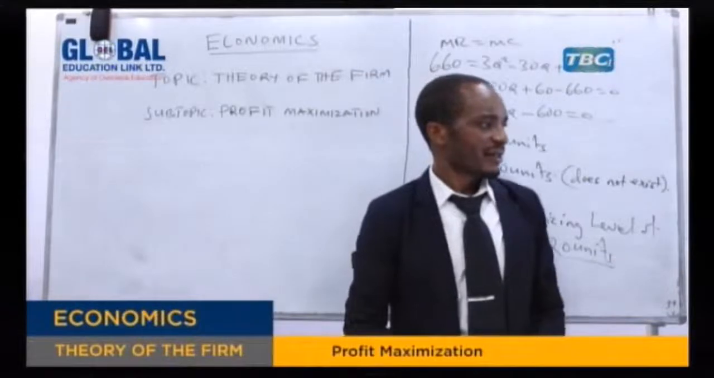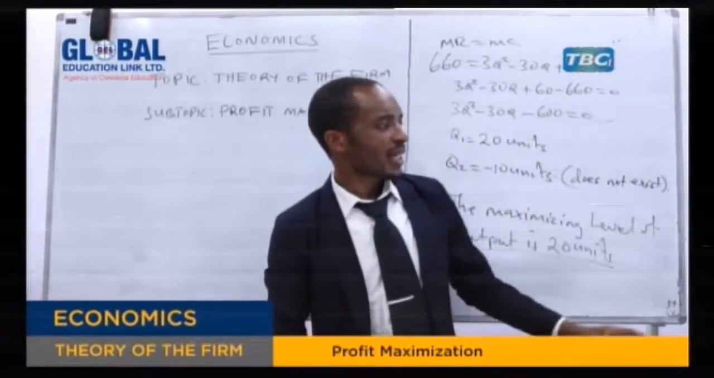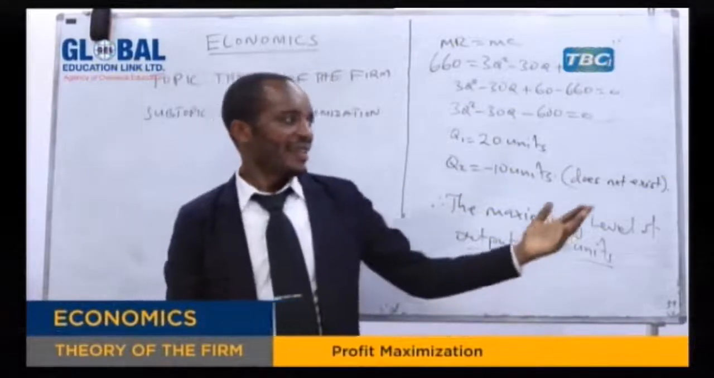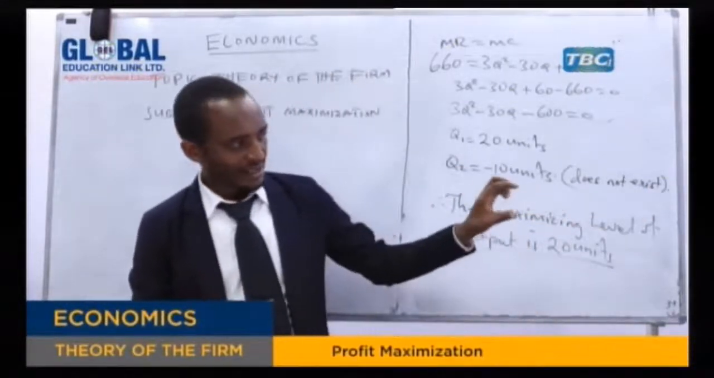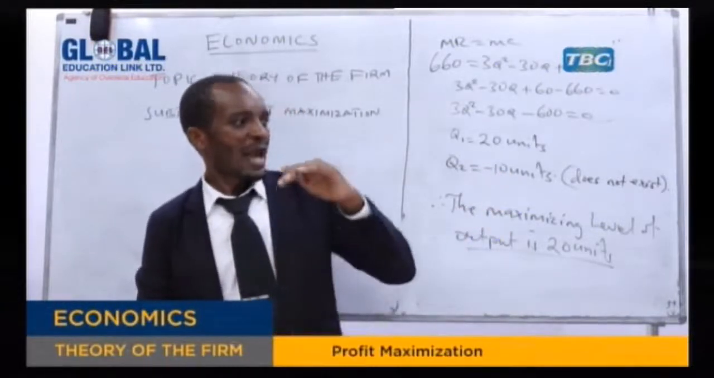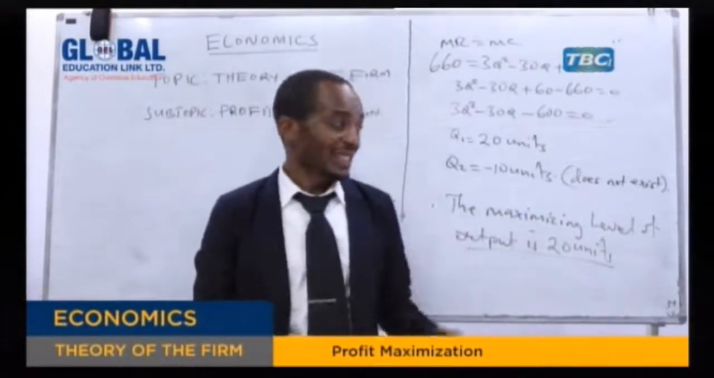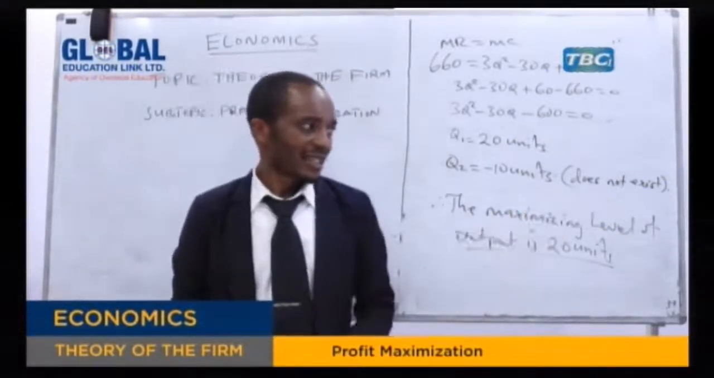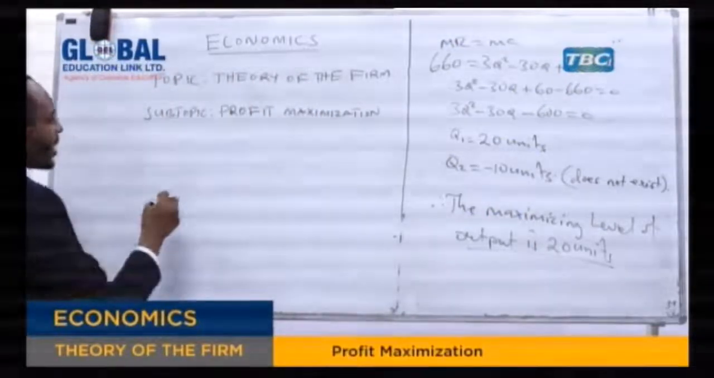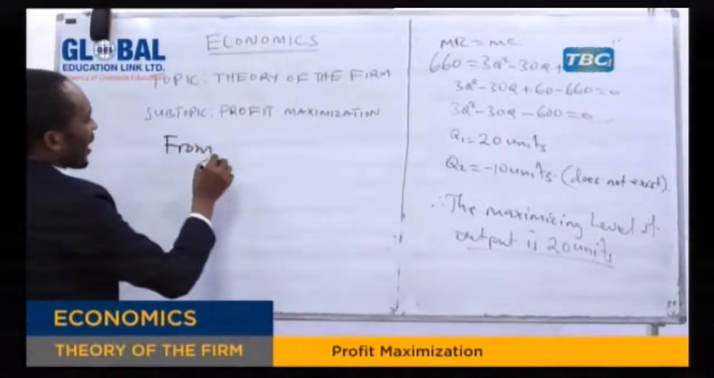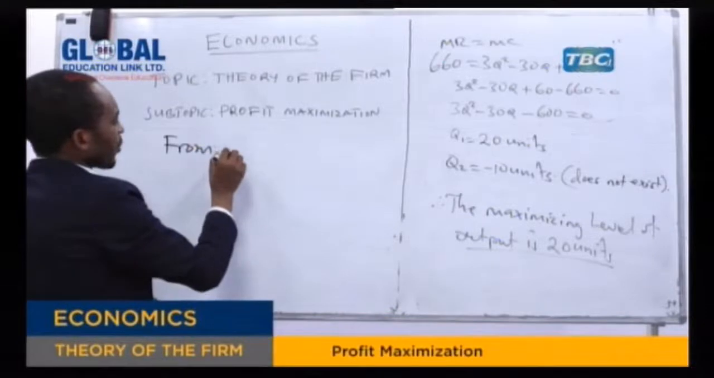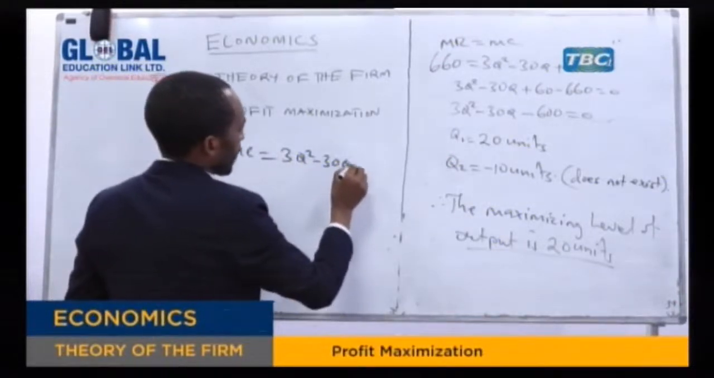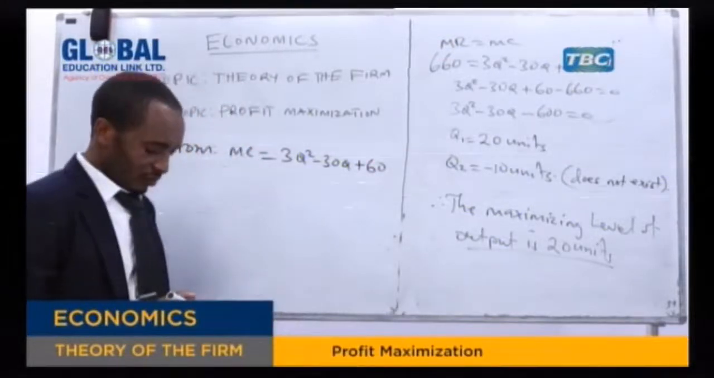Now, if one of the students suggests producing 30 units, let us see if this will be profitable or not. To make sense, these 30 units should be profitable. If this output brings a higher profit, then that output will make sense. But if that output leads to making a loss or lowers the profit, there is no sense in producing those units. So let us see. Recall from marginal cost, we said it is equal to 3Q squared minus 30Q plus 60, okay?